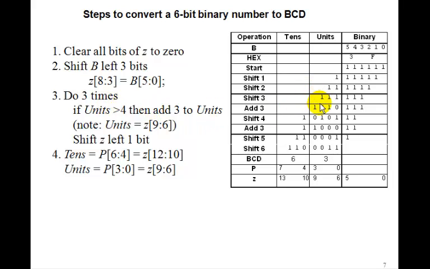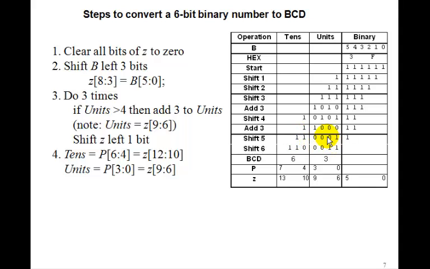We check to see if the units is greater than 4. If so, we add 3. Well, 7 is greater than 4, so we add 3 to get 10. And then we shift Z left 1 bit. So here's our first shift. Now 5 is greater than 4. So we'll add 3 to get 8. And then we'll do our second shift.